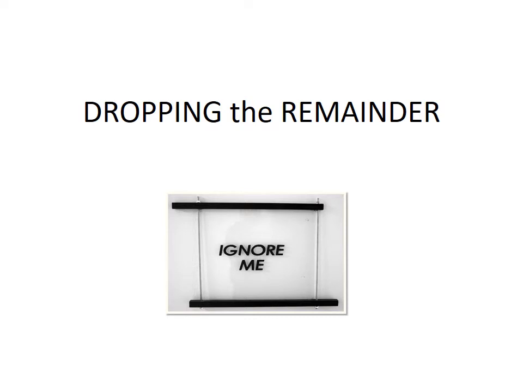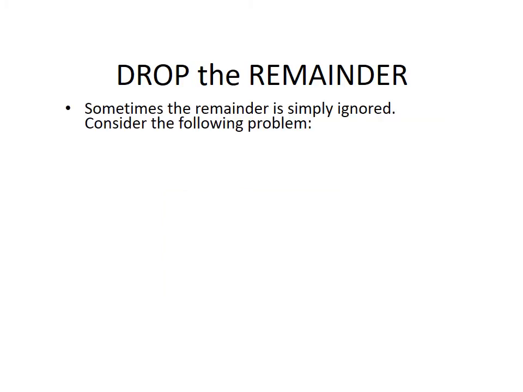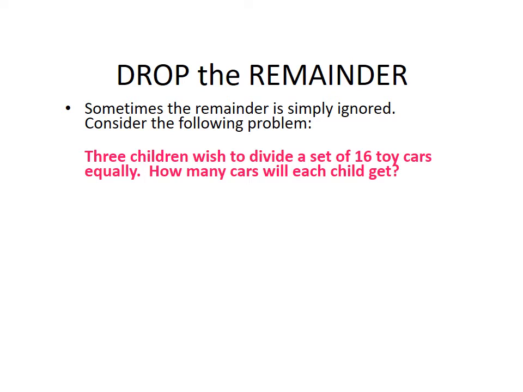You can drop the remainder. Sometimes the remainder is simply ignored. Consider the following problem. 3 children wish to divide a set of 16 toy cars equally. How many cars will each child get? As a number sentence, that's going to look like 16 divided by 3. And when you do the math, you're going to get 5 remainder 1. But each child can't get 5 remainder 1 cars. That's not something that happens in real life.